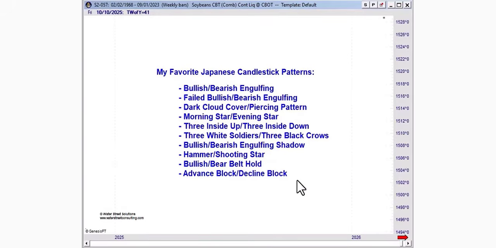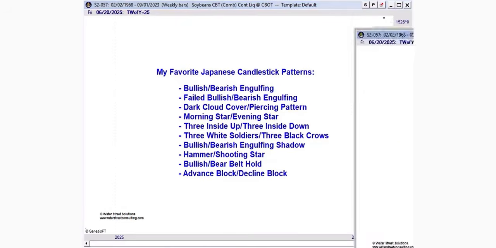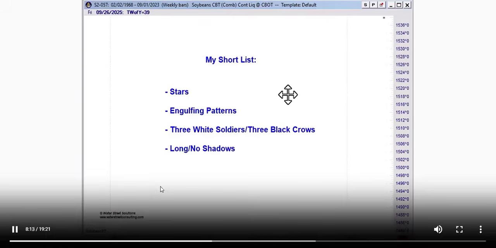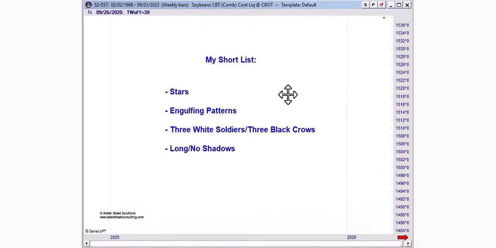Okay, now if you're very new to Japanese candlestick analysis and your eyes are starting to glaze over by looking at this list, here's what I consider to be the essentials. I sometimes call this my short list. So you only have 4. Okay, I told you I was going to give you some cliff notes. It doesn't get any simpler than this. Stars, any kind of star formation: evening star, morning star, doji star. If it's a star, pay attention to it.